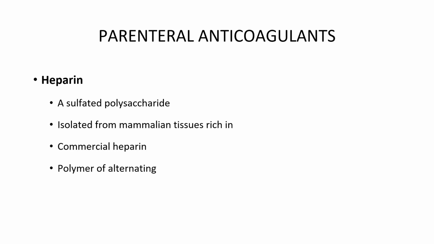I'll start with heparin. Heparin is a sulfated polysaccharide. It's a polysaccharide molecule, and the polymer consists of alternating D-glucuronic acid and N-acetyl glucosamine. So it's a polysaccharide consisting of these alternating molecules.